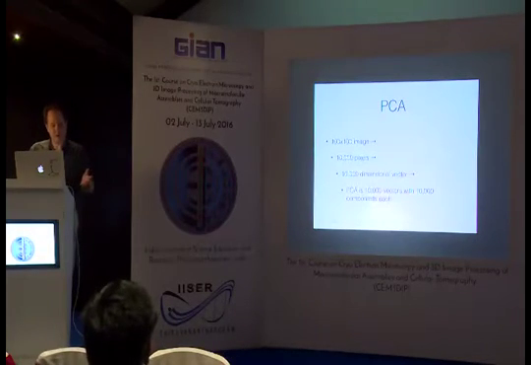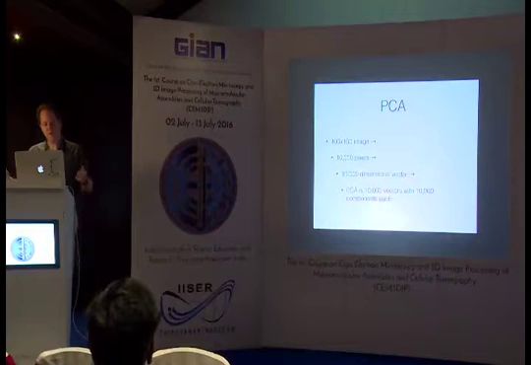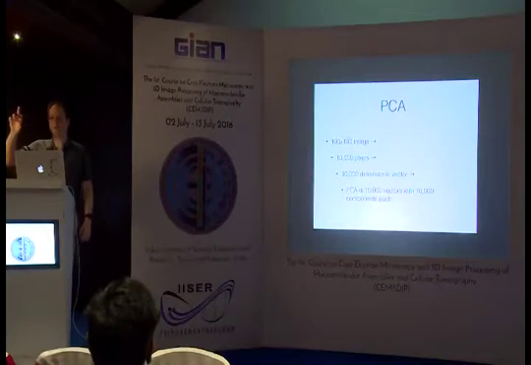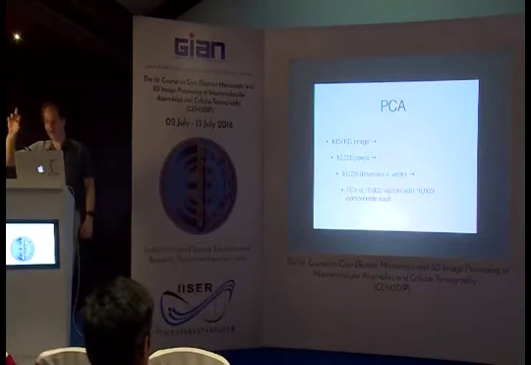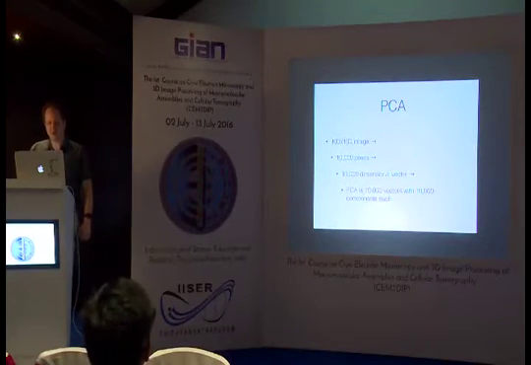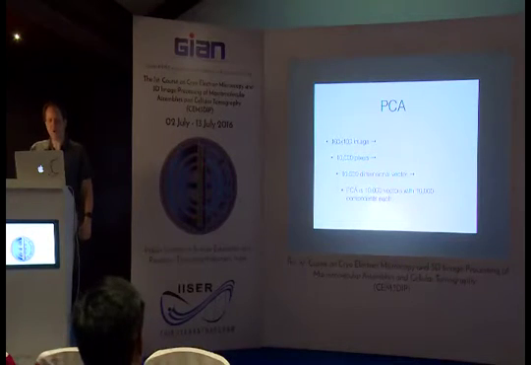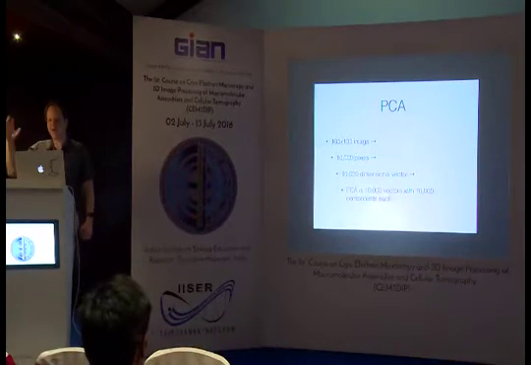Okay, so if we have a 100 by 100 image, we have 10,000 pixels. That means that each image corresponds to a single 10,000 dimensional vector. If I have 1,000 images, I now have 1,000 10,000 dimensional vectors.